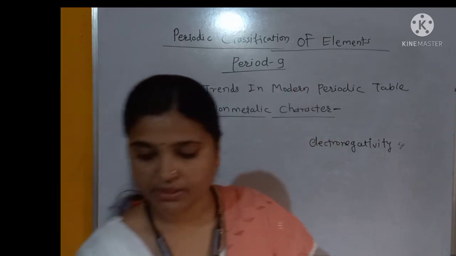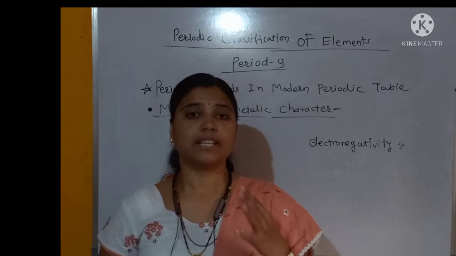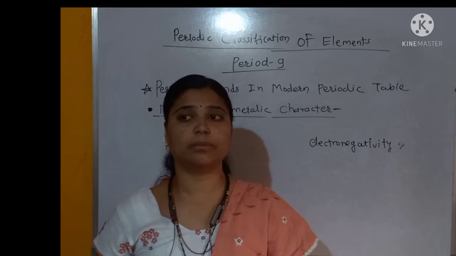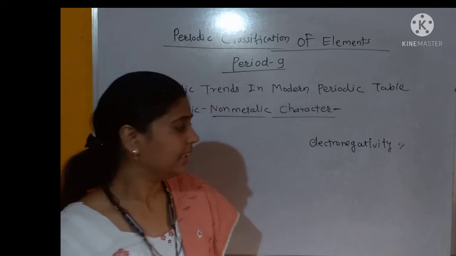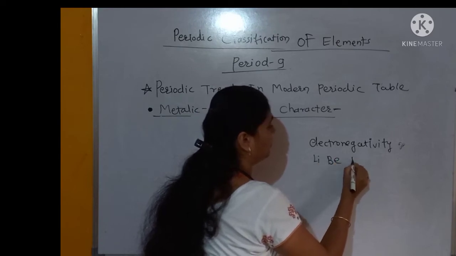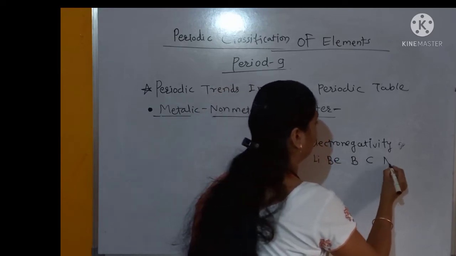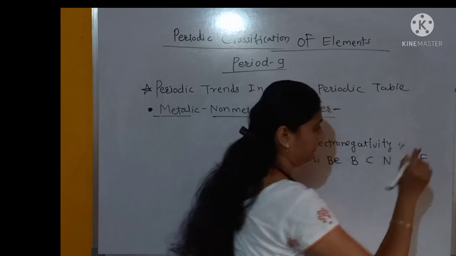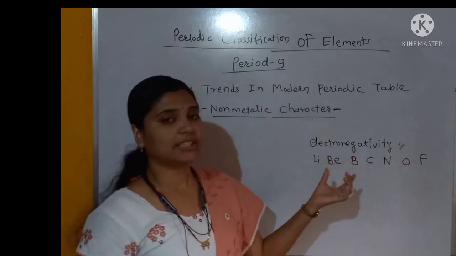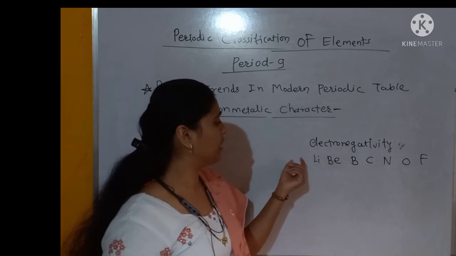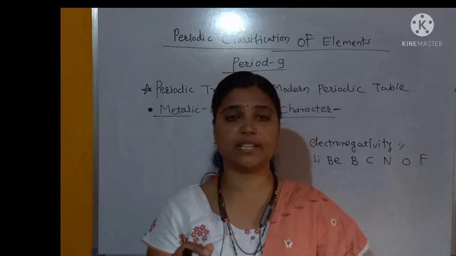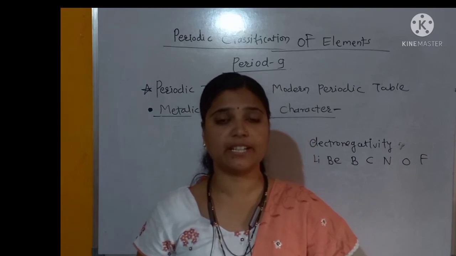Electronegativity. When we see the electronic configuration along the periods, one example is lithium, beryllium, boron, carbon, nitrogen, oxygen and fluorine. This is the second period in the periodic table. When we see their atomic size going from lithium to fluorine, instead of increasing, the atomic size decreases. Why does it decrease?